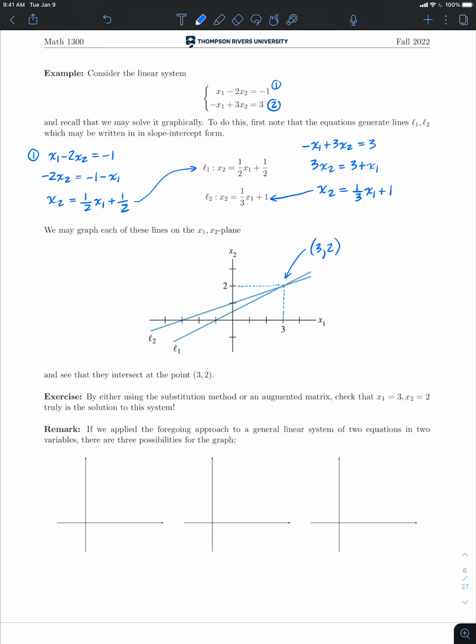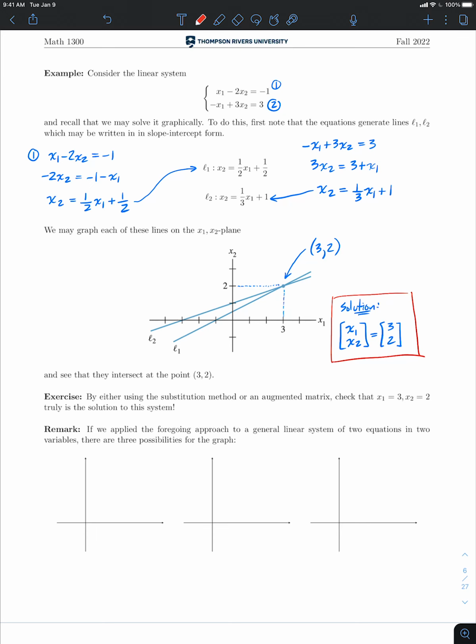A point of intersection actually corresponds to a solution to the linear system. You can check that if you plug in 3 for x1 and you plug in 2 for x2, that is going to satisfy both of those equations. So you could formally say you've got a solution to this system. Let's write it in column form: x1, x2 as a column. We're going to have 3 for the x1 variable and 2 for the x2 variable. Just to be clear, that's a solution to this system. So that's what it means to solve a linear system using the graphical method.